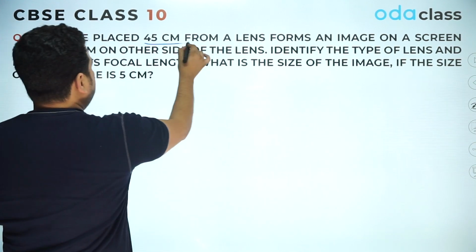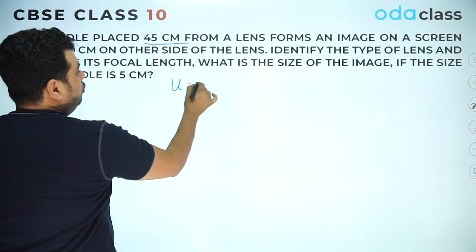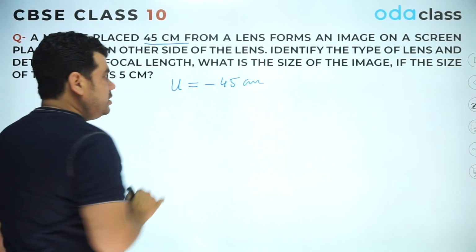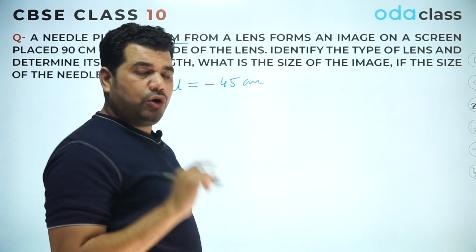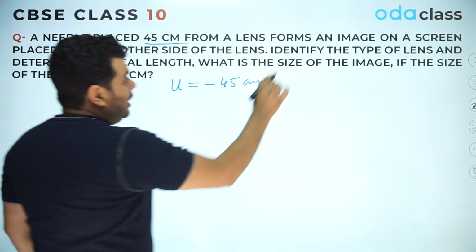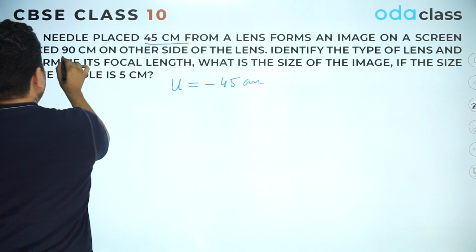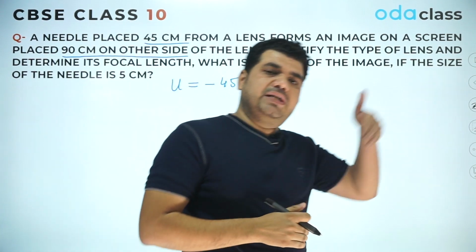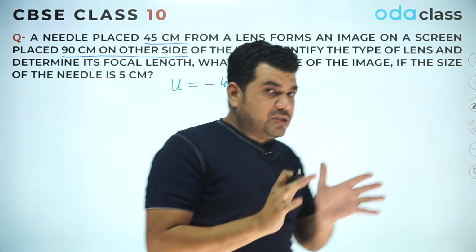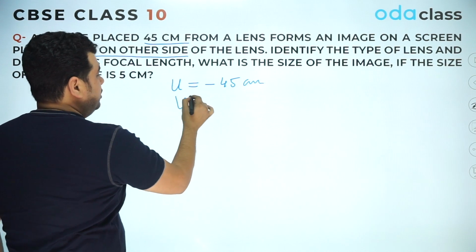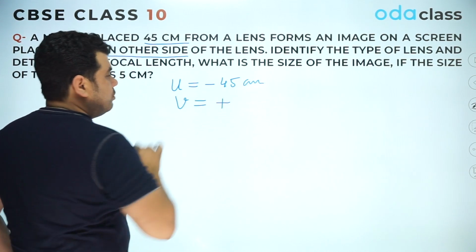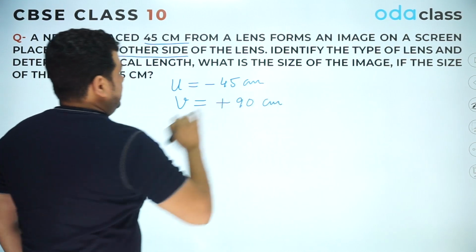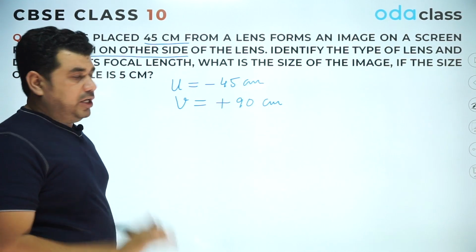First thing is 45 centimeter, means the value of u is equal to minus 45 centimeter, because you have the distance of object. And then the image on a screen is 90 centimeter on the other side. If it is 90 centimeter on the other side, that's why that distance v should be positive, and v is equal to, as you can see here, plus 90 centimeter. It's an easy thing, okay?